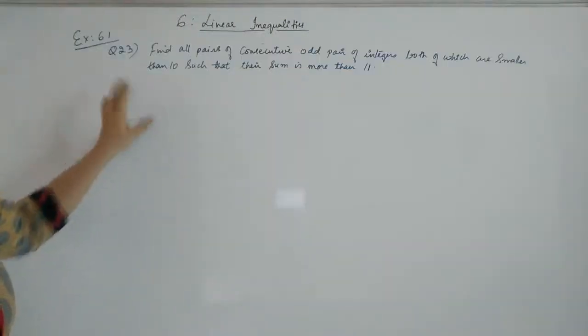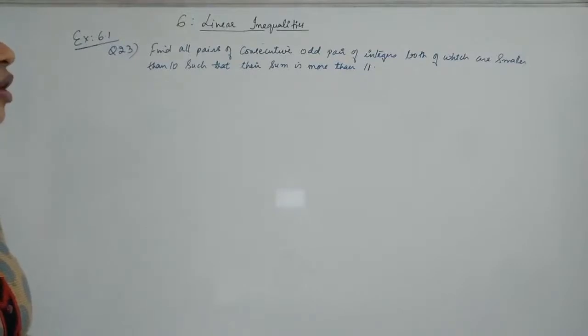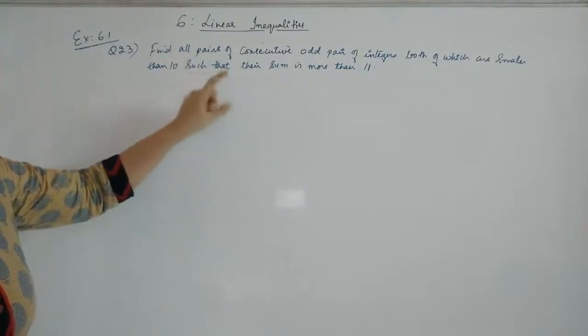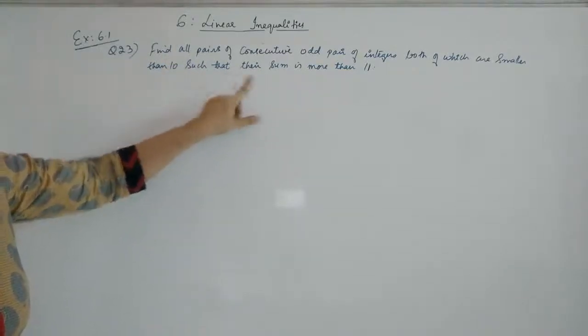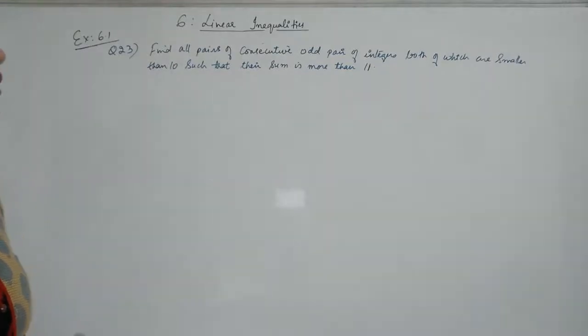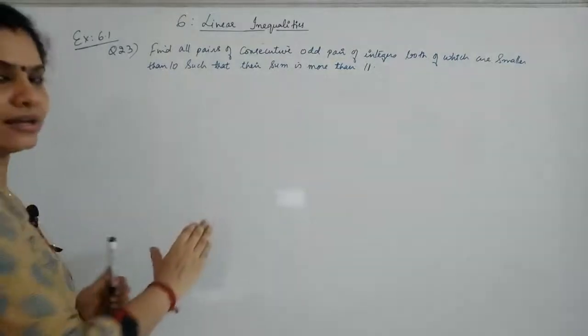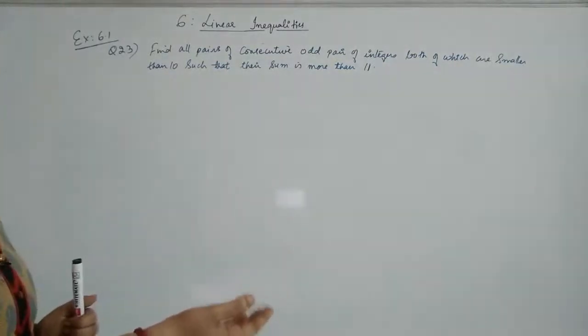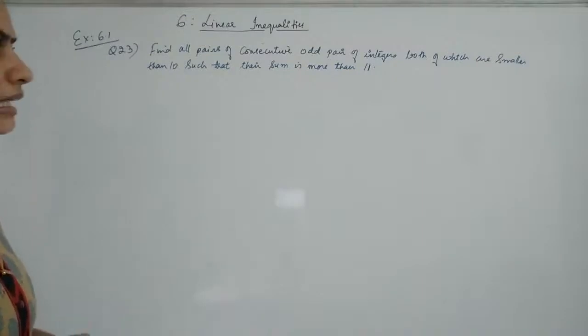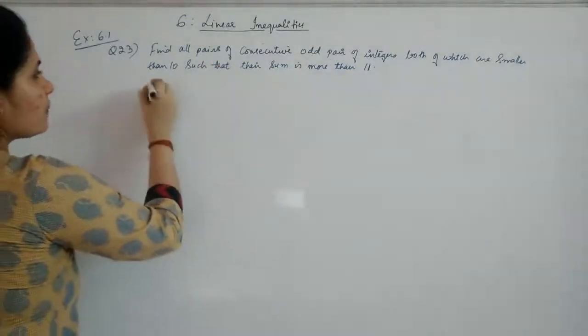Question number 23 is, find all pairs of consecutive odd integers, both of which are smaller than 10, such that their sum is more than 11. So you have two criteria given here. Both the numbers which you are choosing should be less than 10 and their sum should be greater than 11. Now how do we normally choose consecutive odd pairs? Even if we are choosing even pairs, the same criteria is followed. That is, if you are choosing n as one number, n plus 2 will be the other consecutive odd or even integer.